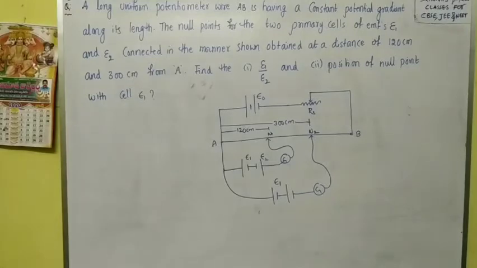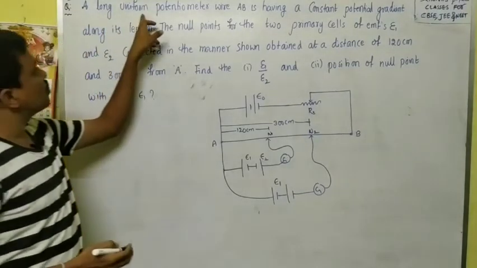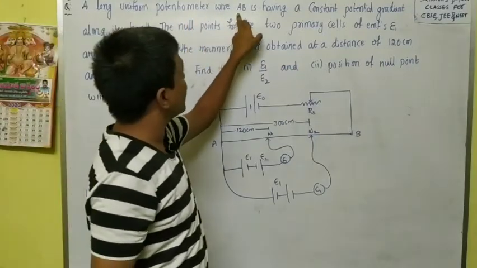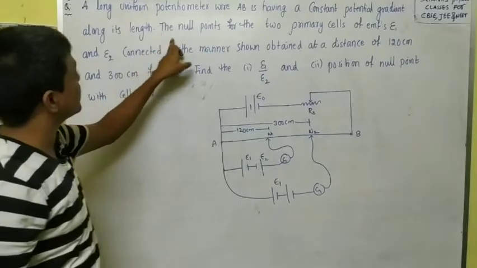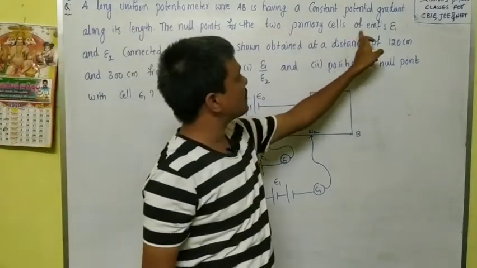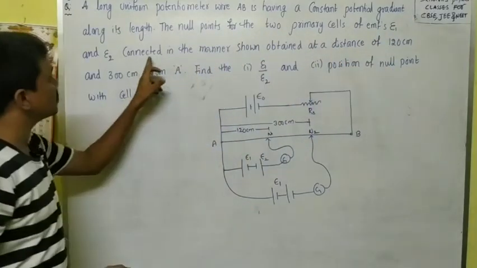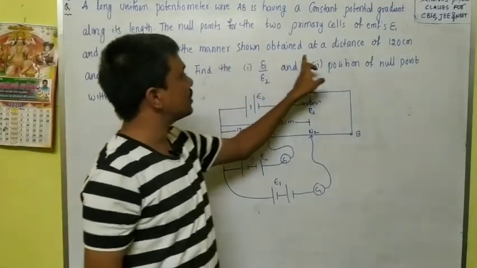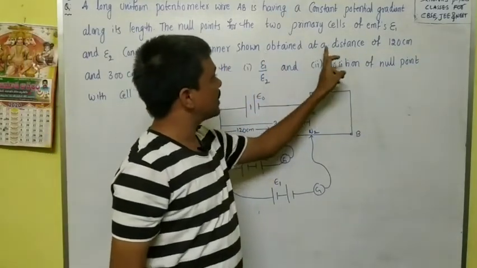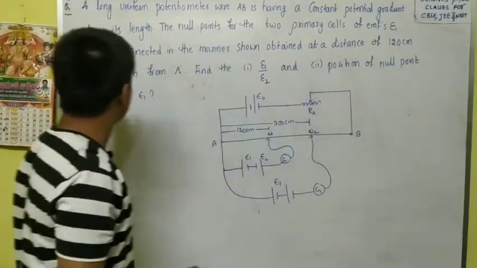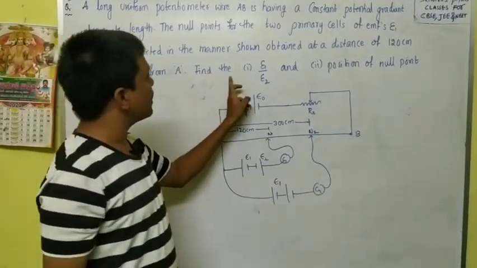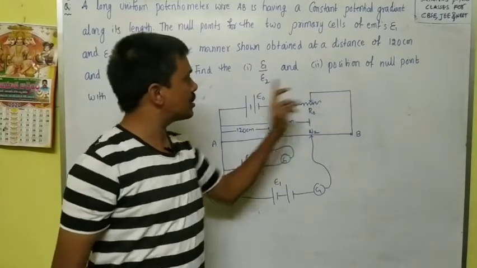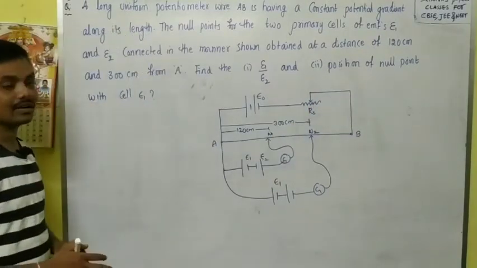Okay, this is our problem and let us go for the solution. A long uniform potentiometer wire AB has a constant potential gradient along its length. The null points for the two primary cells of EMF E1 and E2 are obtained in the manner shown, at distances of 120 centimeters and 300 centimeters from A. Find E1 by E2 and the position of null point with the cell E1. It was a very simple problem.